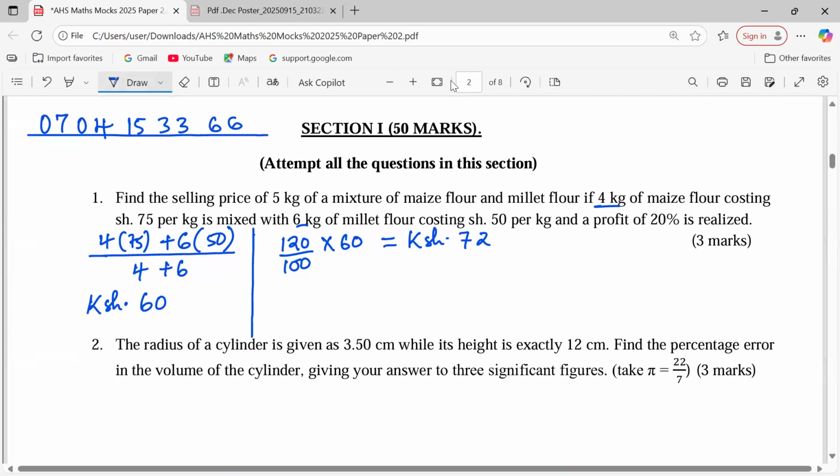But now the question is the selling price of 5 kilograms of the mixture. So we want now to sell 5 kilograms of this mixture. How much should it cost? So we multiply by 5. 72 by 5 gives us 360 Kenya shillings. So that's how the first part is supposed to be done. A very simple question, yet involved.